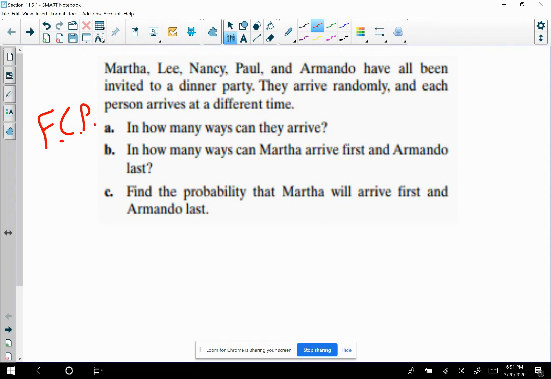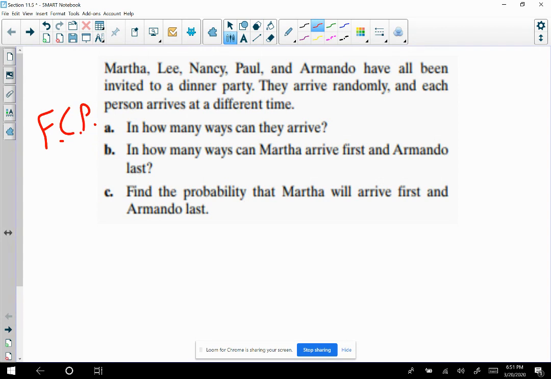The reason why it is the fundamental counting principle is because if you think about it, does it matter how they arrive to the dinner? No, it doesn't matter how they arrive. All 5 of these people are coming no matter how they arrive. So that's why it can't be a permutation.